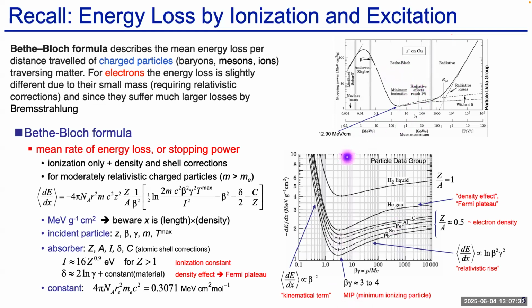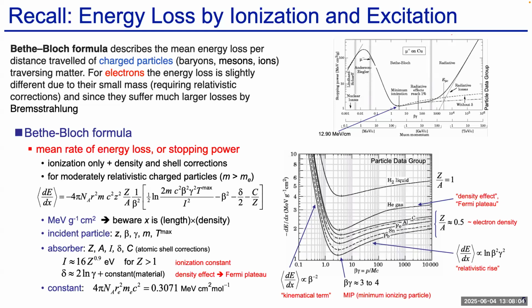So how does it look? This is the Bethe-Bloch formula. This is the energy loss, essentially, or stopping power, as a function of the momentum. This is here for muons, could be pions, would look very, very similar. So there is a first key point, which is this lowest point. That lowest point is roughly at a gamma of 3 to 4 for most particles. And that we call the minimum ionizing particle, or MIP.